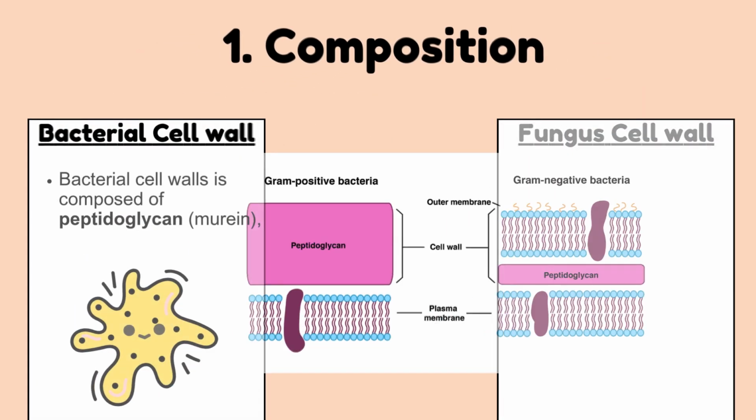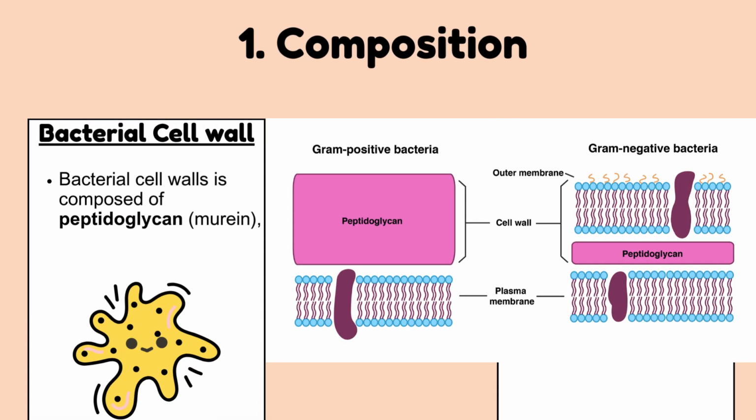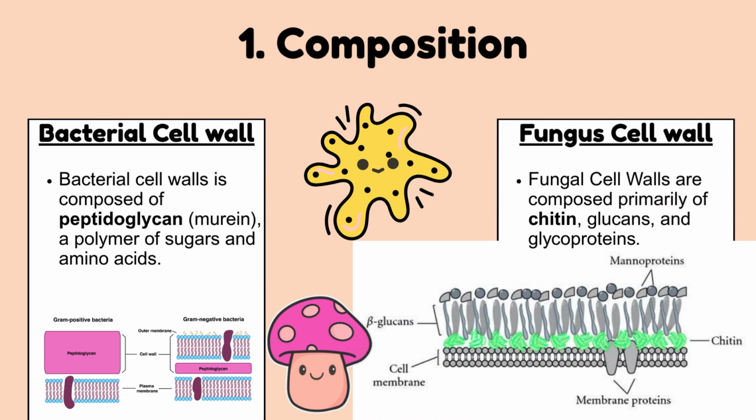Composition. Bacterial cell walls are composed of peptidoglycan, murein, a polymer of sugars and amino acids. Fungal cell walls are composed primarily of chitin, glucans, and glycoproteins.